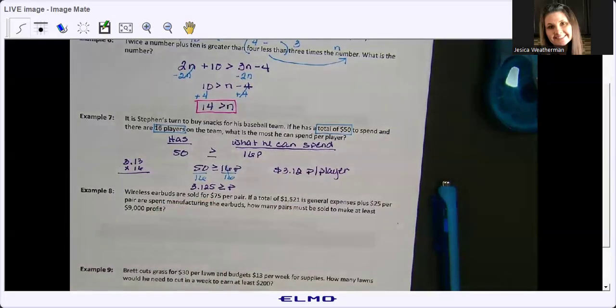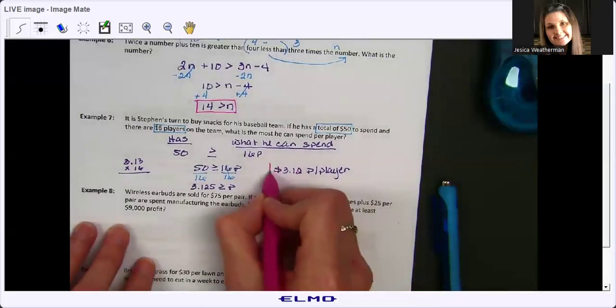Please write the dollar units and the other units. So here we have $3.12, but we also want to know what we are spending it on: per player. So this would be your final answer right here.